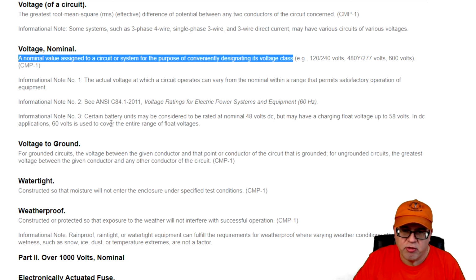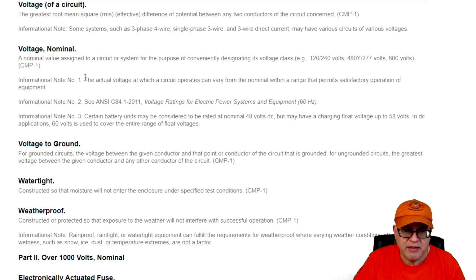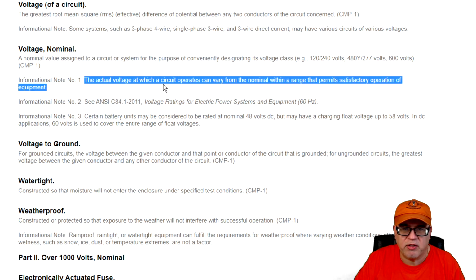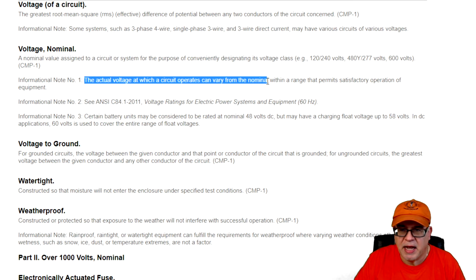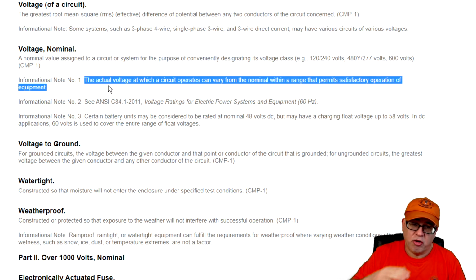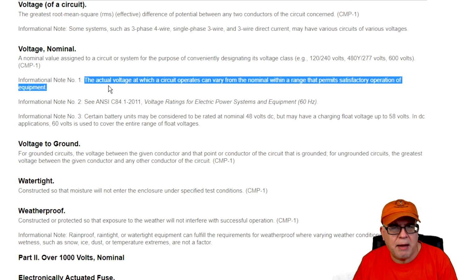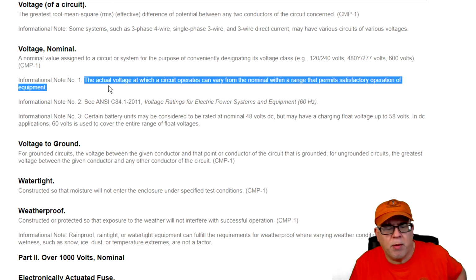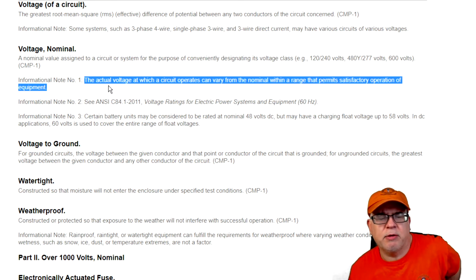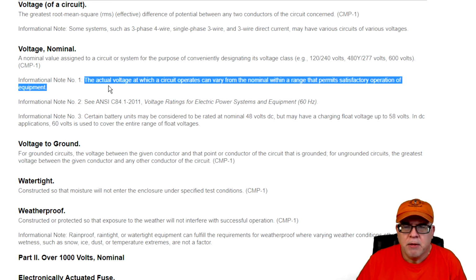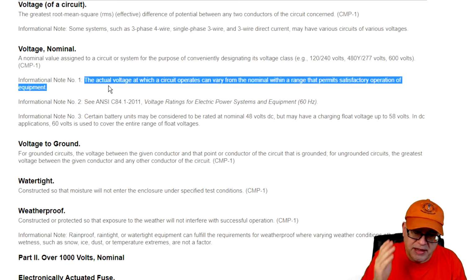Now, some informational notes here. We'll read them to make it relevant. It says, informational note: the actual voltage at which a circuit operates can vary from the nominal within a range that permits satisfactory operation of the equipment. So you have a nominal, but it could be a little above 120, could be a little below 120, okay? But it's 120 nominal. We're permitted to use the nominal. For example, we do motors. It might be a 460 volt motor, but if you go look at 430.250 for the FLC, you'll notice that up in the heading statement it says 460, but you can take it as 480. That's the nominal, all right?